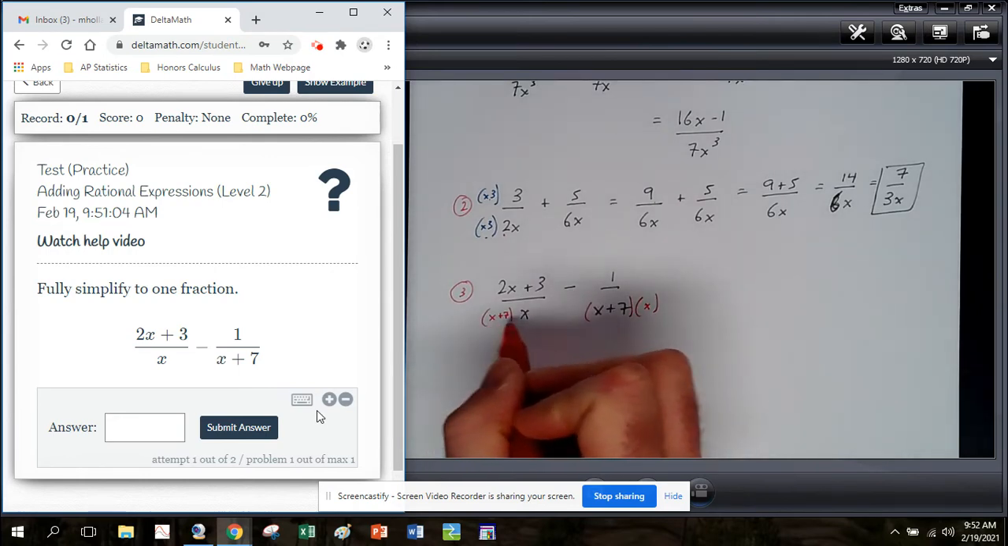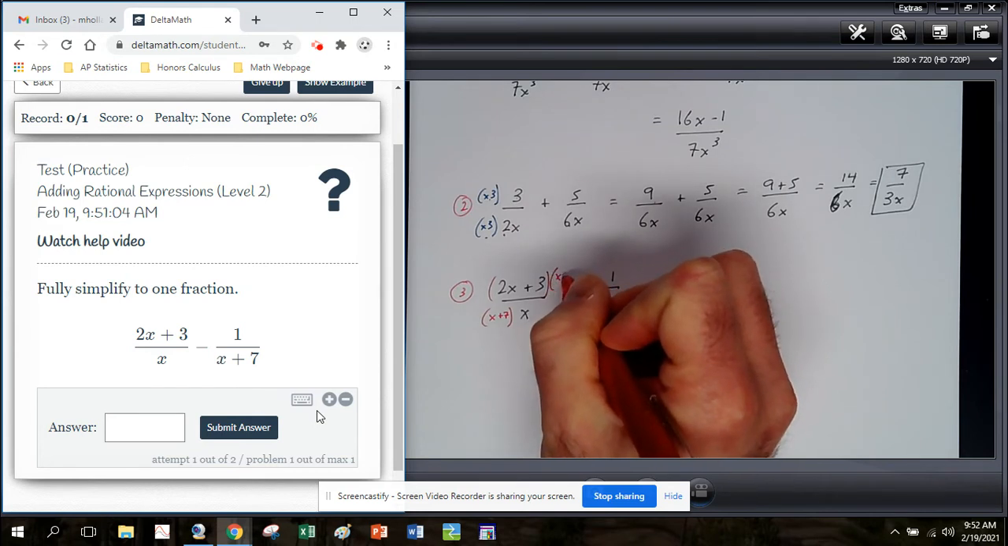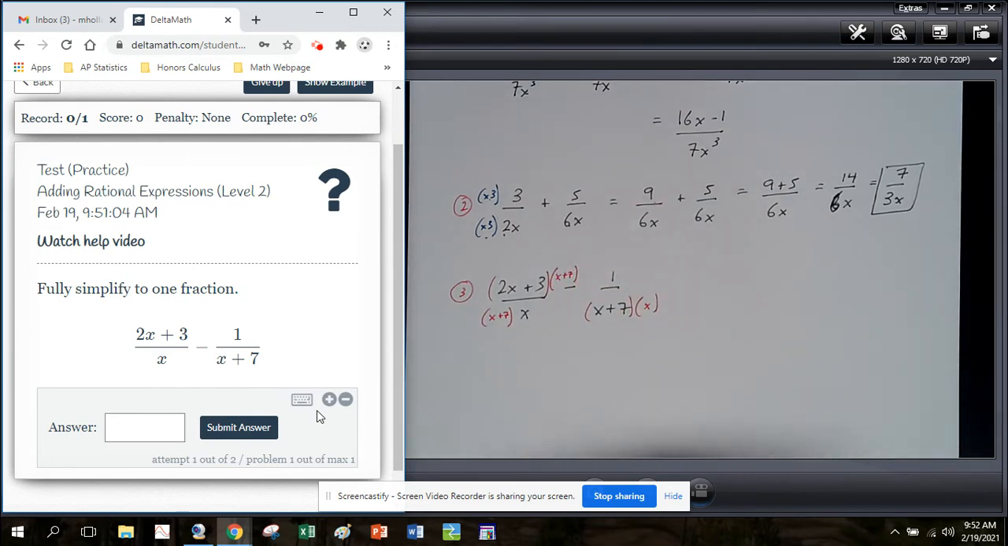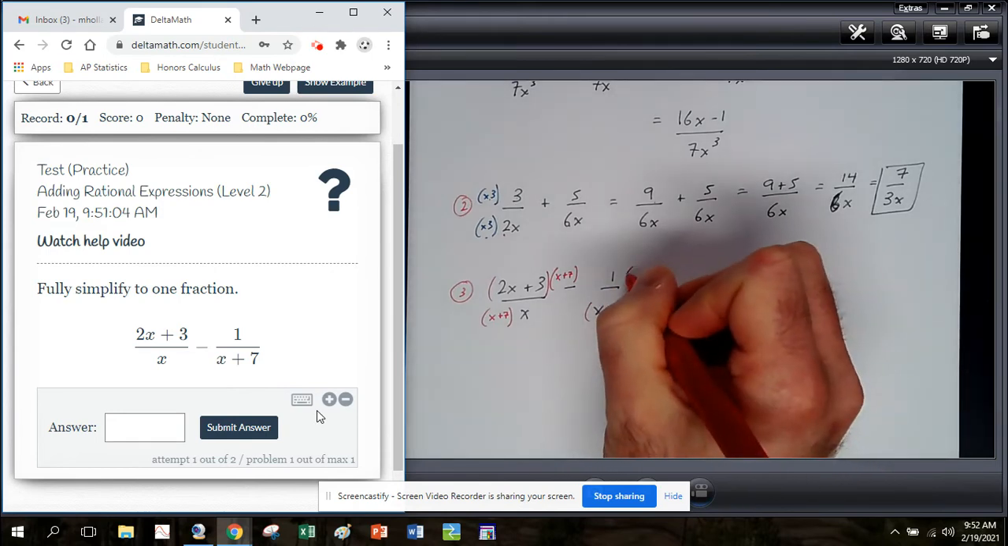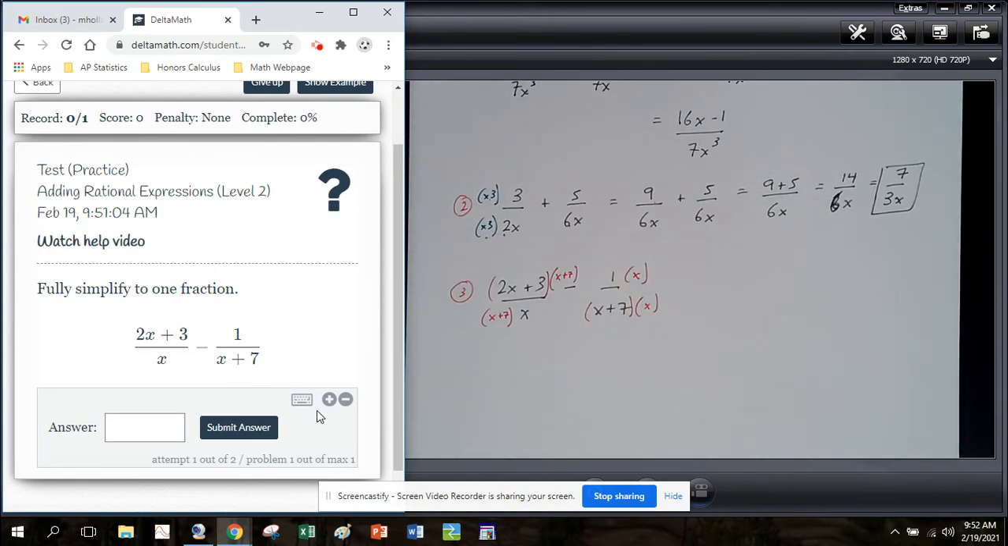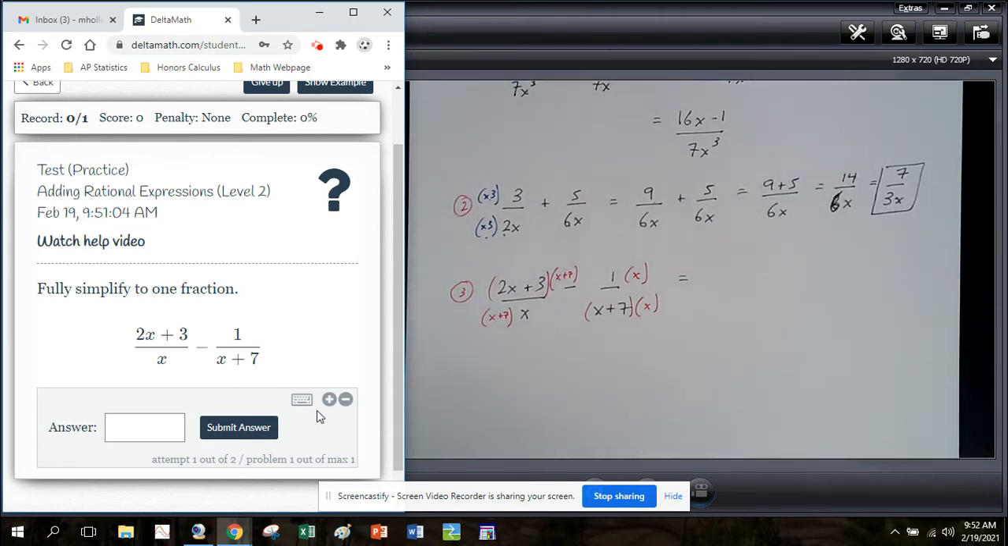So if I'm multiplying the bottom by x plus 7, then I also need to multiply the top by x plus 7 as well. And if I'm multiplying the bottom of this by x, I need to multiply the top of that one by x as well. Now this is going to have a little bit more work than the previous ones, but if you just take your time, you'll be fine.